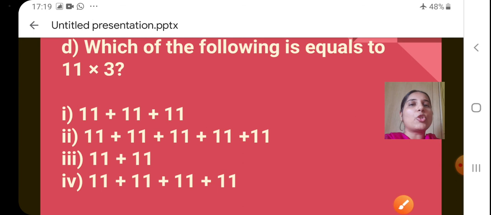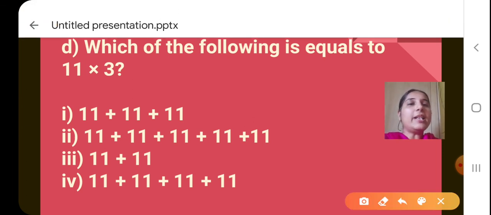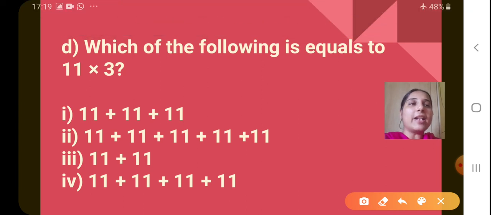Now let's see question number D. Which of the following is equal to 11 multiplied by 3? So 11 multiplied by 3 can be written as 11 added 3 times. So can you see the correct option? Where is 11 added 3 times here? Yes, option number A. So option number A is the correct answer, because 11 multiplied by 3 can be written as 11 added 3 times. 1, 2, 3. 3 times 11 is added.